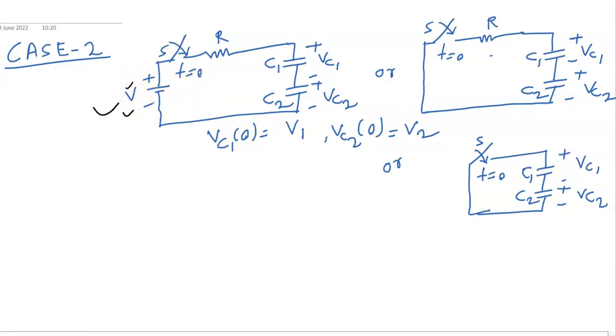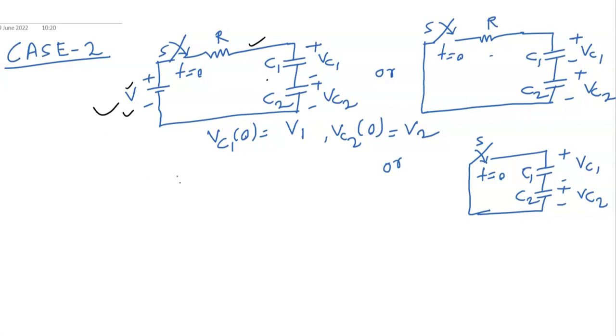In this case, you can write the normal KVL, KCL, or use the Laplace transform method to find the current as t tends to infinity, or find the transfer function in the S domain and then use the final value theorem to find the steady state value. But how can we find intuitively the steady state values VC1, VC2 as t tends to infinity, I mean, after the switch has been closed a long time?